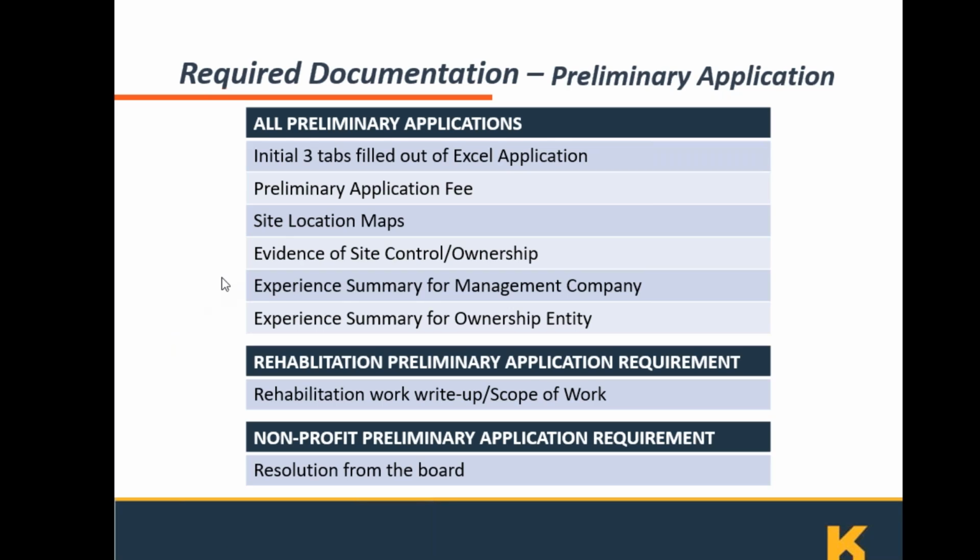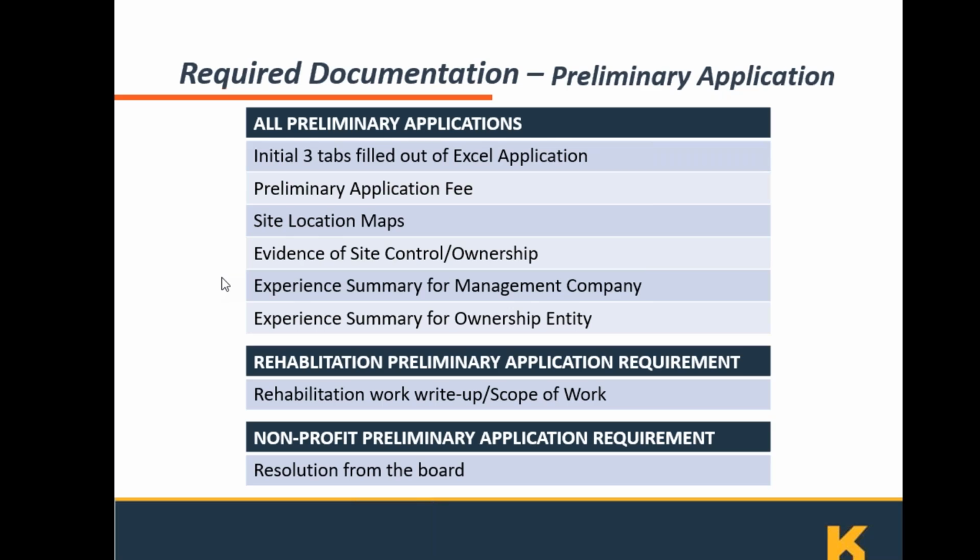Okay, so I'll jump back into the required documentation. Like I mentioned before, for the preliminary evaluation, we are primarily looking at the site and the development team. And so everything that we're asking for is in relation to those evaluations. For the preliminary application, we're asking again for the first 3 tabs, and then the preliminary application fee, the site location maps, the evidence of site control, and the experience summary for the management company and the ownership entity. And those we are going to require on a KHRC form that again will be posted on Friday.